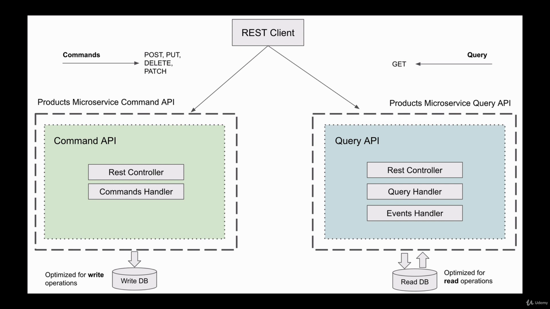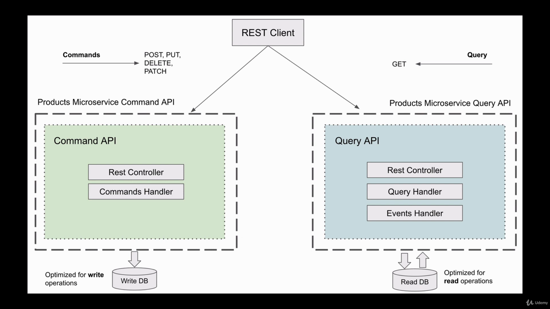Each of these microservices can be deployed independently of each other, and if needed, we can start multiple instances of each of these microservices. The left side microservice that is responsible for handling commands can have a REST controller that will listen for HTTP requests like HTTP post, put, delete or patch, and it will have a command handler component that will process the received commands. The responsibility of this microservice will be to accept the HTTP request, validate data, and update the application state. The database of this microservice can be optimized for write operations.